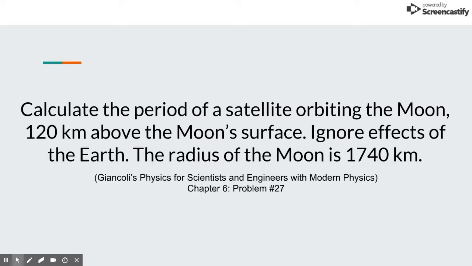So the problem is, calculate the period of a satellite orbiting the moon 120 kilometers above the moon's surface. Ignore effects of the Earth. The radius of the moon is 1,740 kilometers.